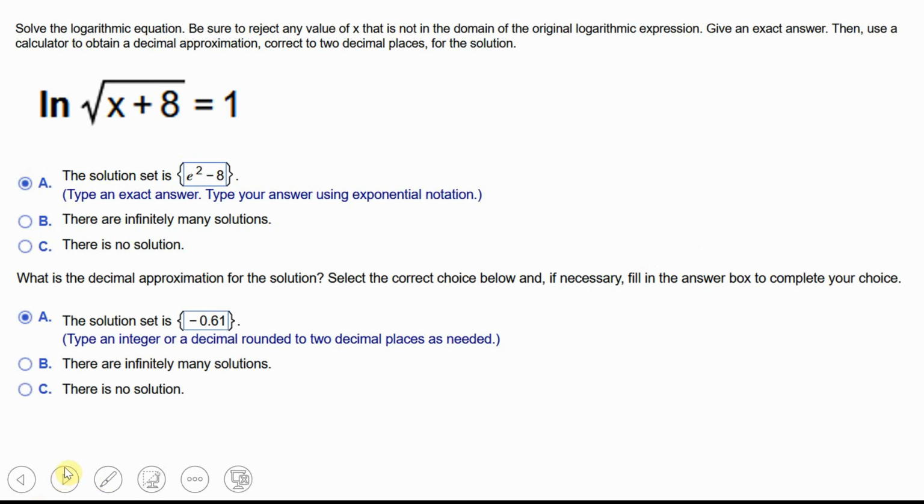All right, we're going to solve this. Now, just look at what we have. This is the natural log of x plus 8 to the 1/2 power is equal to 1. We can take the power and make it the multiplier.